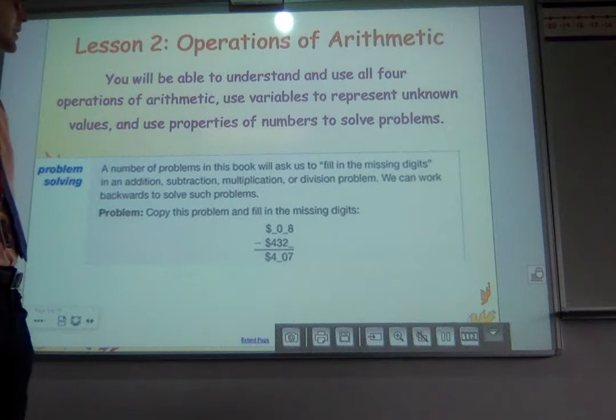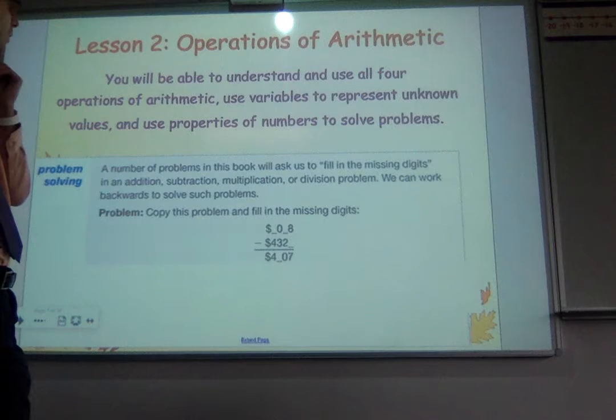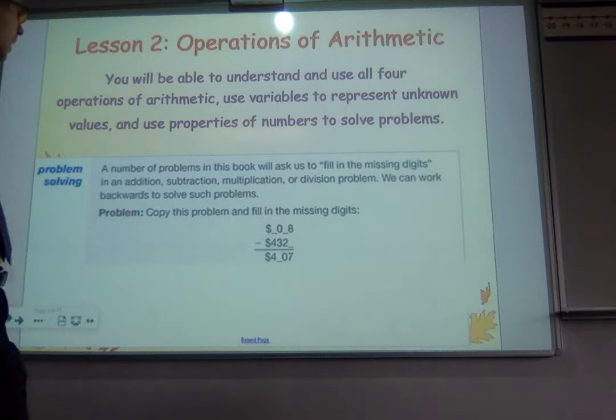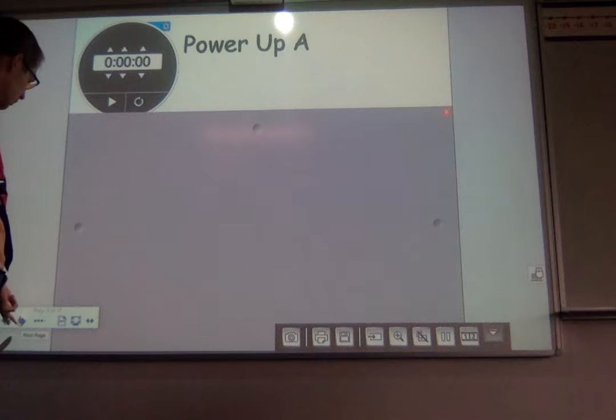Okay, course 3, lesson 2, operations of arithmetic. You will be able to understand and use all 4 operations of arithmetic, use variables to represent unknown values, and use properties of numbers to solve problems. We skipped our problem solving question for today. We did our power up on our Google form.